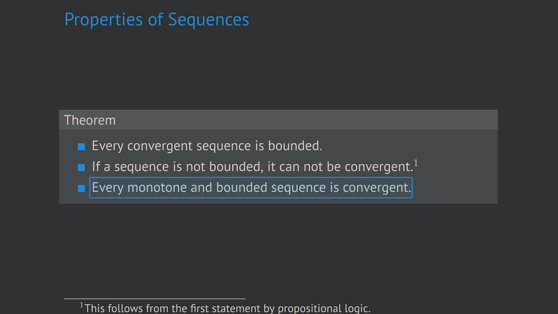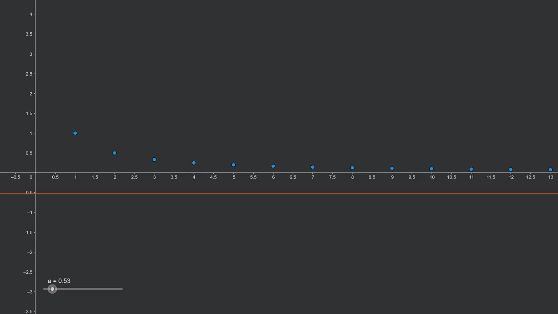Now look at this theorem. Every monotone and bounded sequence is convergent. Monotone means that it's either monotonically increasing or monotonically decreasing. To illustrate this, we look once more at our sequence an equals 1/n. Obviously, it is strictly monotonically decreasing and it is bounded from below.